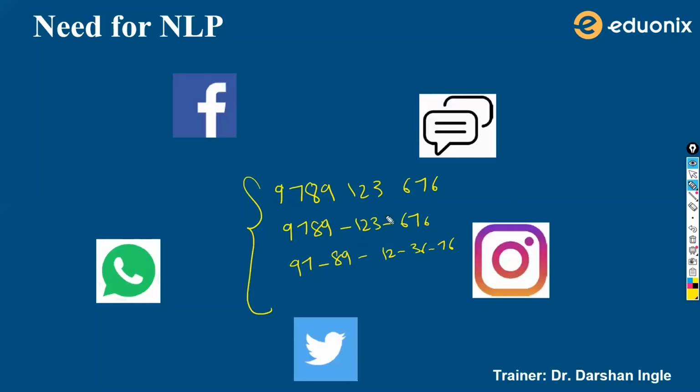We want all of this data to be in a standard format. That's where the role of text pre-processing is going to come. What does pre-processing do over here? All these spaces, all these hyphens, all these things are removed, and this number would be simply taken as 9789123676. As simple as that. Okay, so this is just one very simple example of text pre-processing, although there is a lot into this.